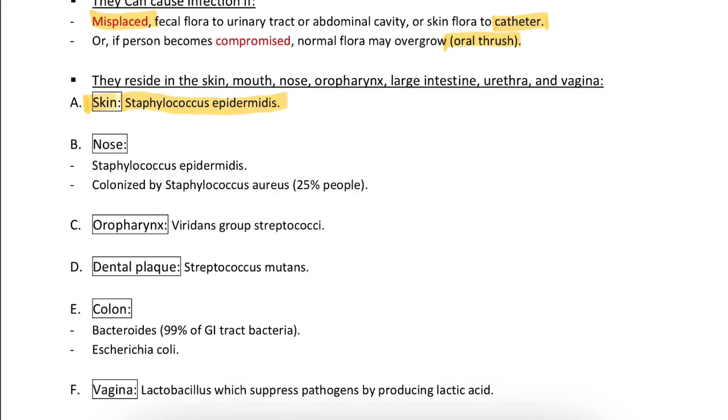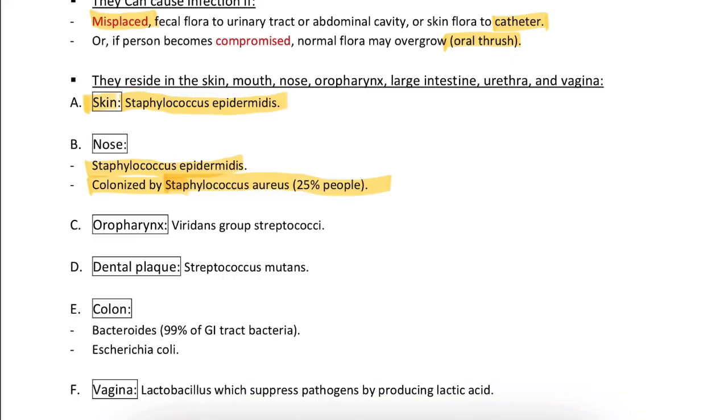Next one, nose. In the nose, we can see Staphylococcus epidermidis. 25% of people carry Staphylococcus aureus, which can lead to infections. Next one, oropharynx. Oropharynx means mouth plus throat.